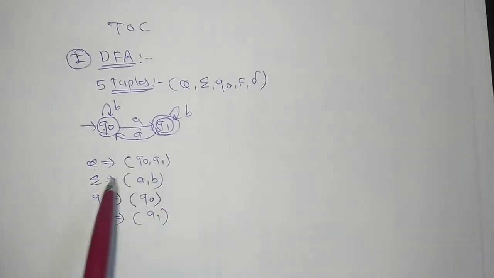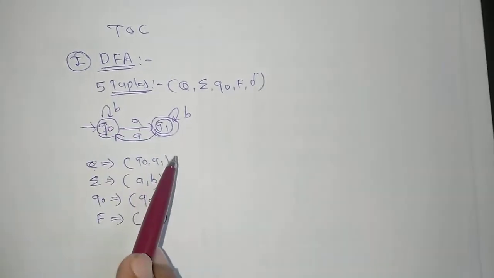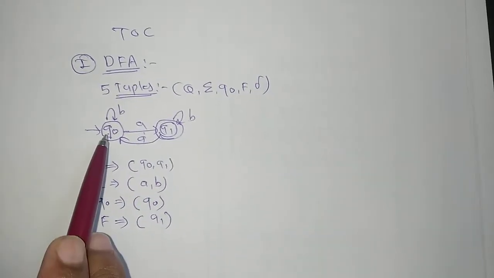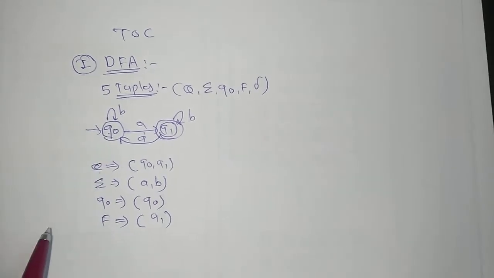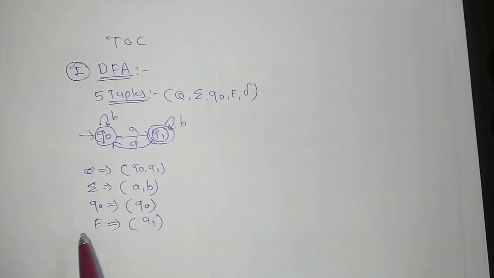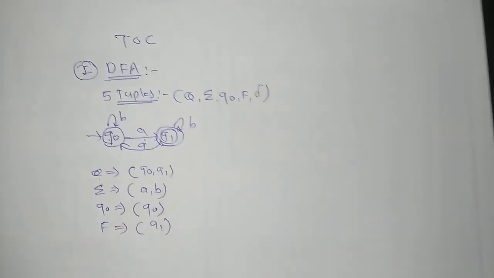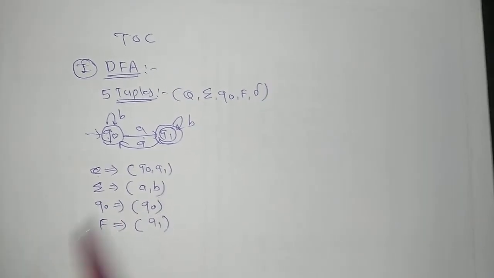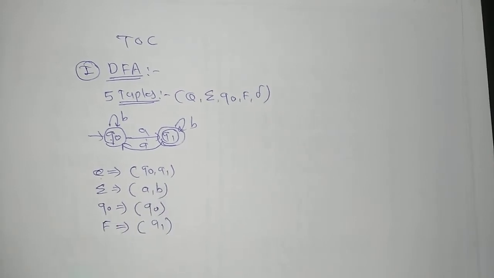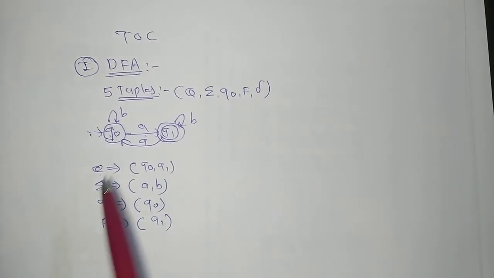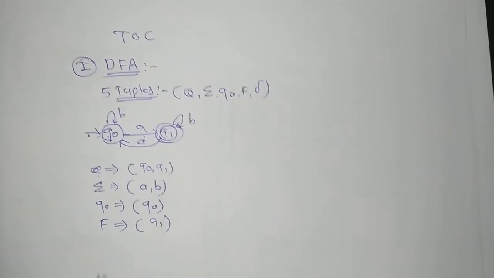How can we come to know? The DFA contains the final state with a double circle. The states with a single circle are non-final states, and Q1 has a double circle, so it's a final state. One more point, Q0 will be a starting state. You can see a symbol, that starting arrow, which shows that it's a starting state.